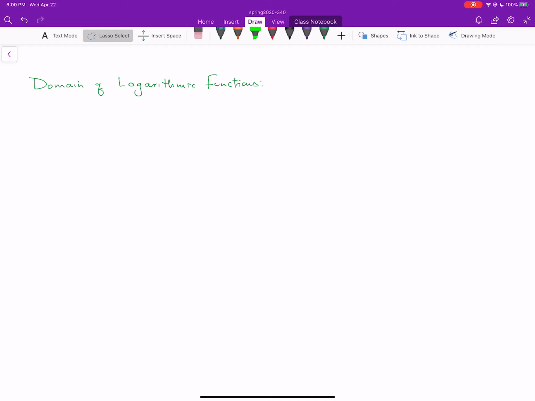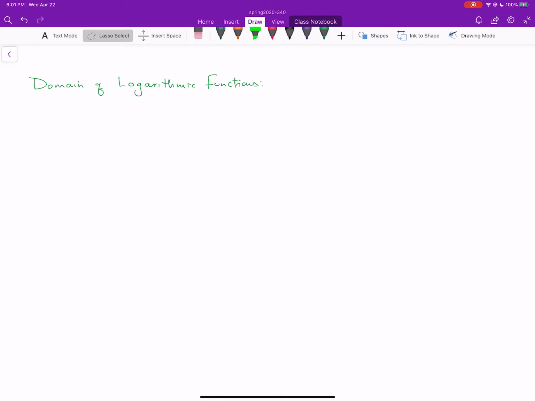Hello, class. Today we're going to continue with domain of logarithmic functions. Now that we know how to transform functions, we can see from the graph what the domain is. But what if you don't have the graph? How do you find the domain? So I'm going to use an example from a transformation problem and then get into the nitty-gritty of finding the domain of a logarithmic function.